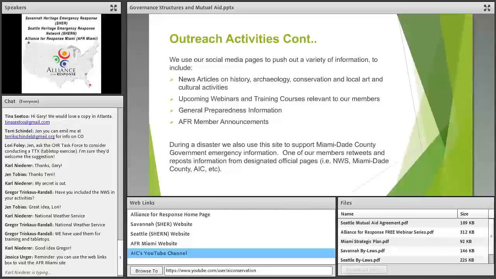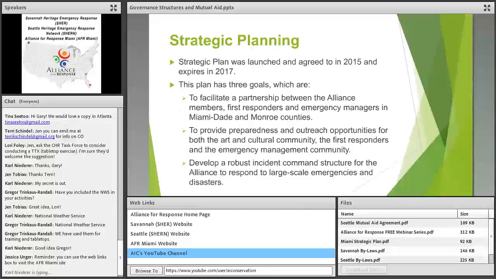General preparedness information. Kim alluded to this earlier. For the Alliance for Response Miami, it's a unique relationship with the Miami-Dade County Office of Emergency Management. Miami-Dade County Emergency Management kind of takes the lead in terms of South Florida. We're trying to get more of our other county partners to be more involved in the Alliance. But right now, we kind of fold the Alliance for Response into our public-private partnership.